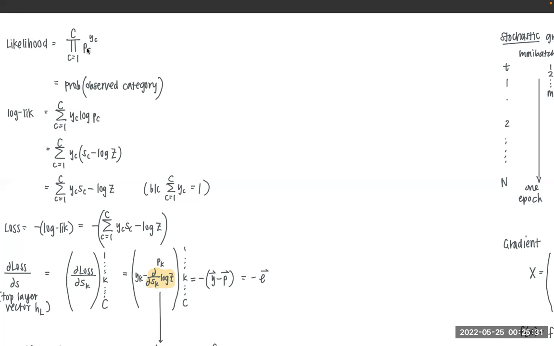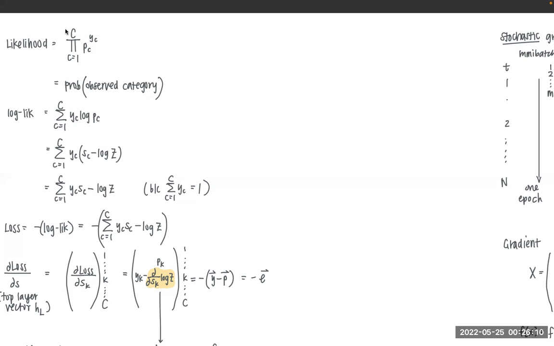Okay. For a different C, we have P sub C to the power Y sub C, where Y sub C equals 0. So P sub C to the power 0 equals 1. It doesn't matter in this product. So therefore, this likelihood essentially gives us the probability for this observed category. And we want to maximize this likelihood so that under the model parameters, or under the trained neural network, this probability should be very high. So that's the basic idea for maximum likelihood.